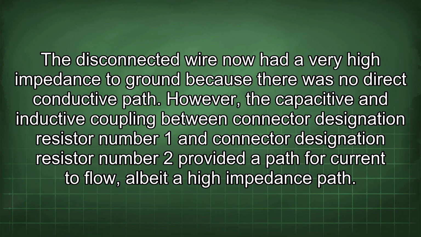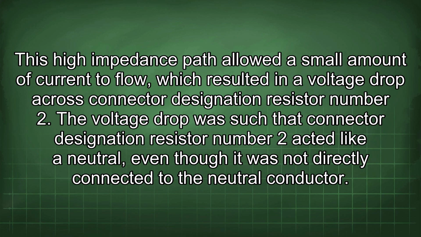However, the capacitive and inductive coupling between connector designation resistor number 1 and connector designation resistor number 2 provided a path for current to flow, albeit a high impedance path. This high impedance path allowed a small amount of current to flow, which resulted in a voltage drop across connector designation resistor number 2. The voltage drop was such that connector designation resistor number 2 acted like a neutral even though it was not directly connected to the neutral conductor.